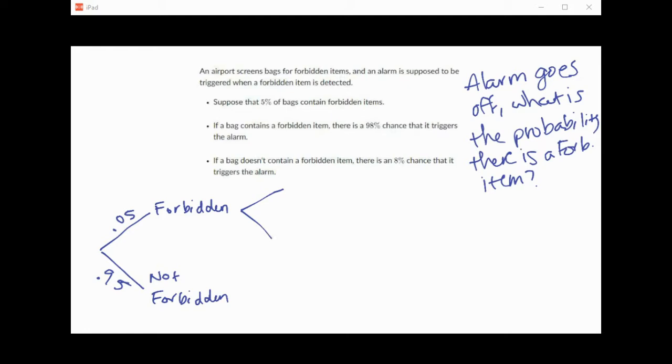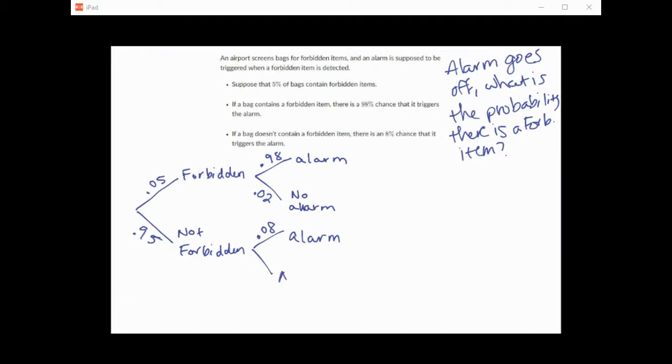Okay. So then they tell us that if a bag contains a forbidden item, there is a 98% chance that it triggers the alarm. So we have alarm, 98% chance, and then no alarm would be a 0.02. Does that make sense where I got 0.02? Cool. If there is no forbidden item, the alarm is 0.08, and no alarm would be 0.92.